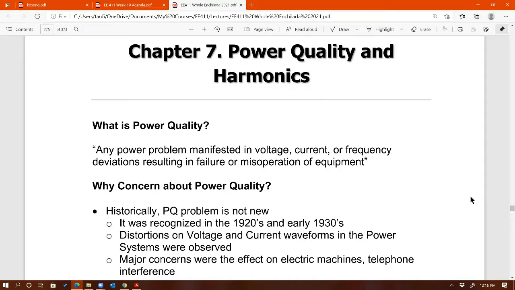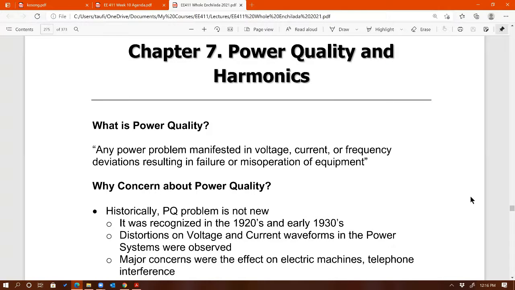Now, the reason why I picked chapter 7: I still have 3 more chapters, but I'm going to pick the most relevant chapter for you to learn from this class, which is chapter 7. To me, this is most relevant because, before I go there, what you've been learning so far are mainly the benefits, all the great things that power electronics has offered us, right?